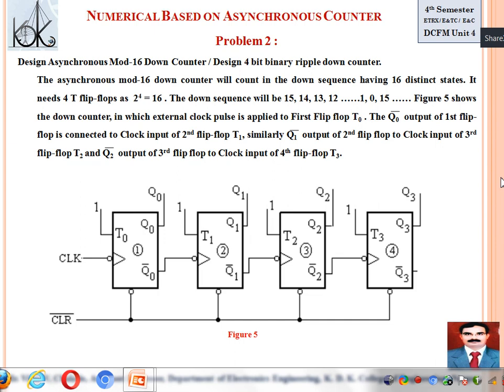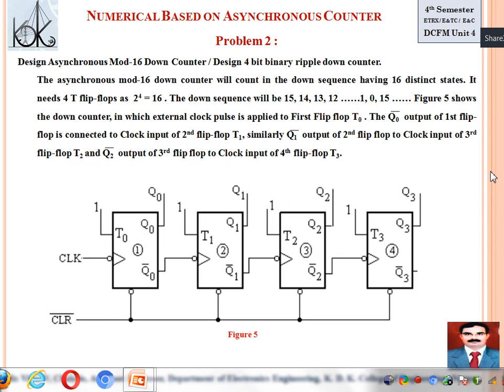Today we are discussing asynchronous counter problem 2. Here my problem is to design an asynchronous mode down counter, or the same question may ask: design a 4-bit binary ripple down counter, right? So mod 16 means the total number of states in the state diagram of this down counter is 16, that is 0 to 15. The second part of this numerical is a 4-bit binary ripple down counter.